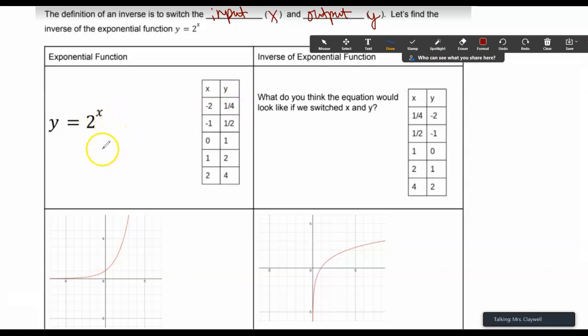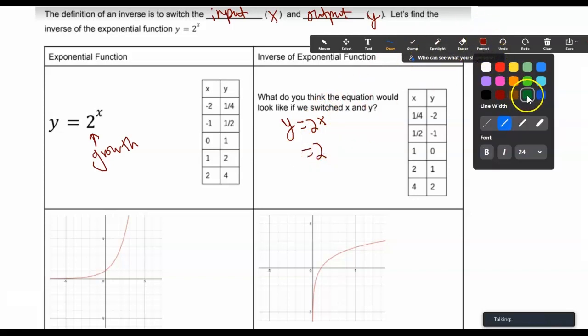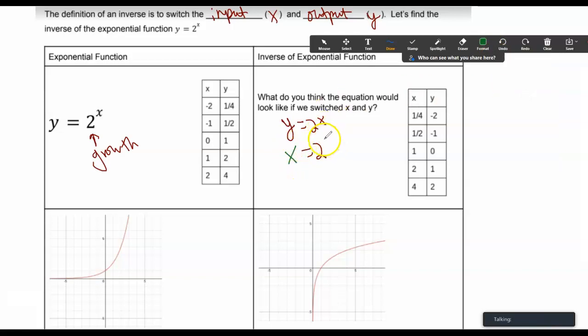So, for example, something like this is growth and looks like the graph right below it. But let's think about what it would look like if I were to switch x and y's. So I'm now going to rewrite that, switching x and y's. And my points would also switch. And then it looks like this chart over here or this graph.